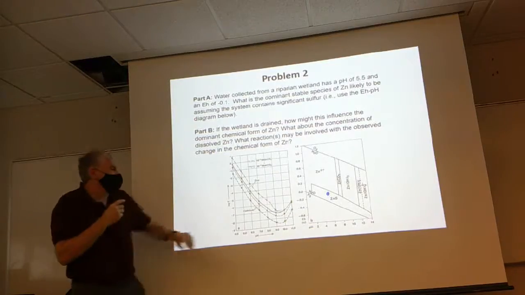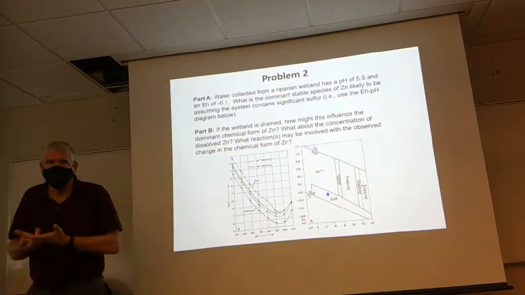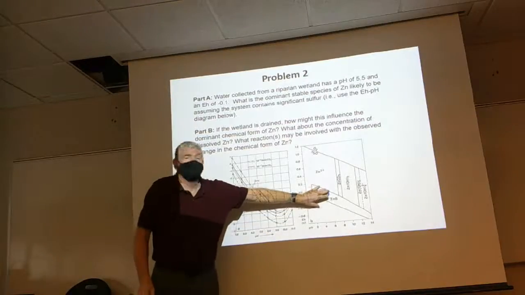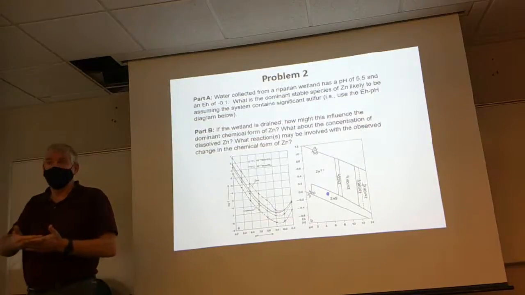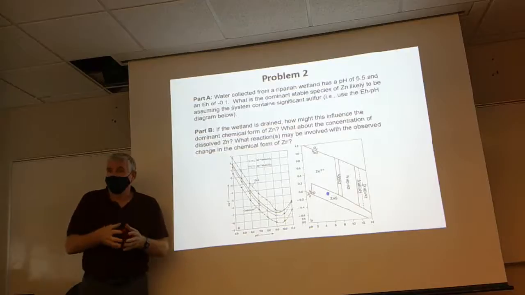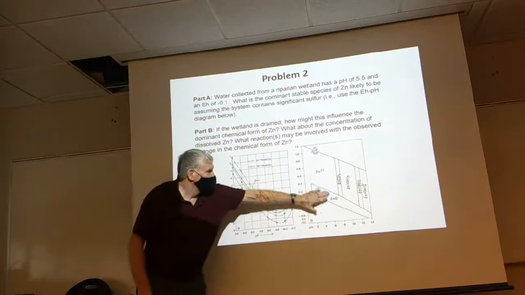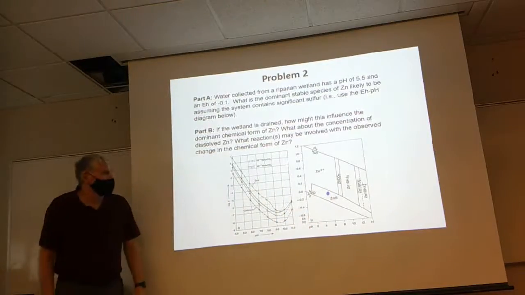So there will be some floating around there as zinc 2+. But overall, it's going to primarily occur as a solid within that stream system, given the EH and pH conditions of the water within that wetland. All right? So that's not too difficult to do. We can simply plot those numbers on the diagram.